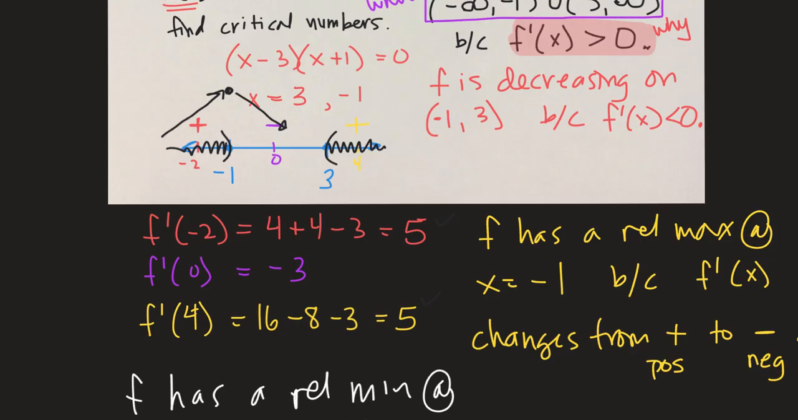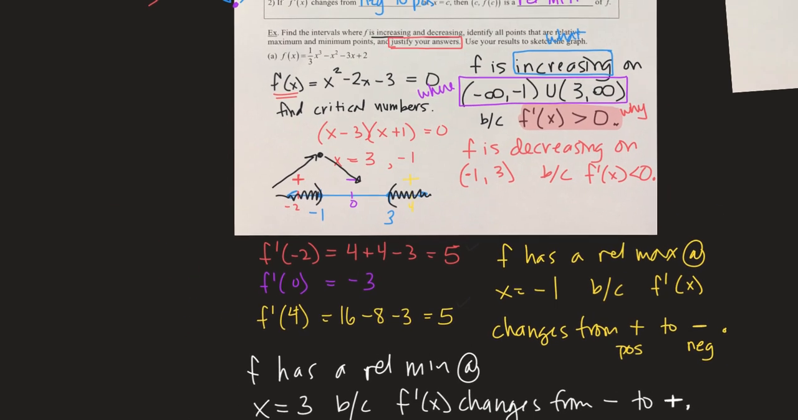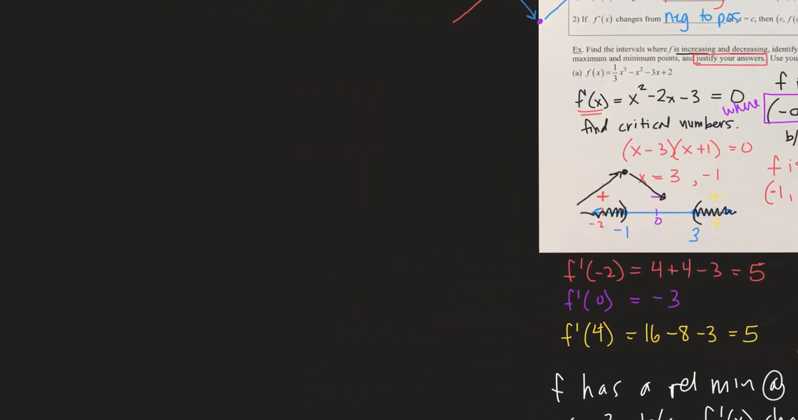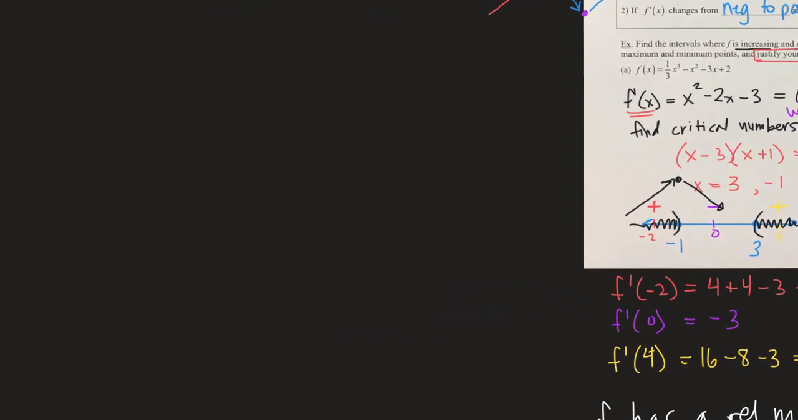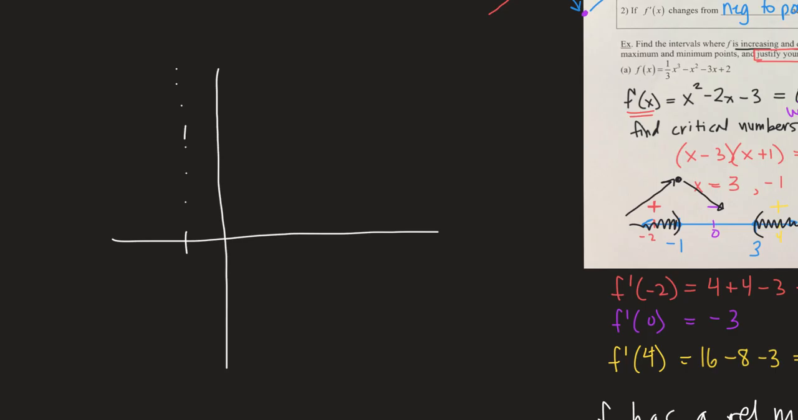So there we go. Now it says use the results to sketch the graph. So let's do a little graph here. Let's put our axes on there. Here's your y-axis and here's your x-axis. Negative 1. This is a point there at negative 1, and here's our point at 3. So these are your maxes and mins. These are your critical points.